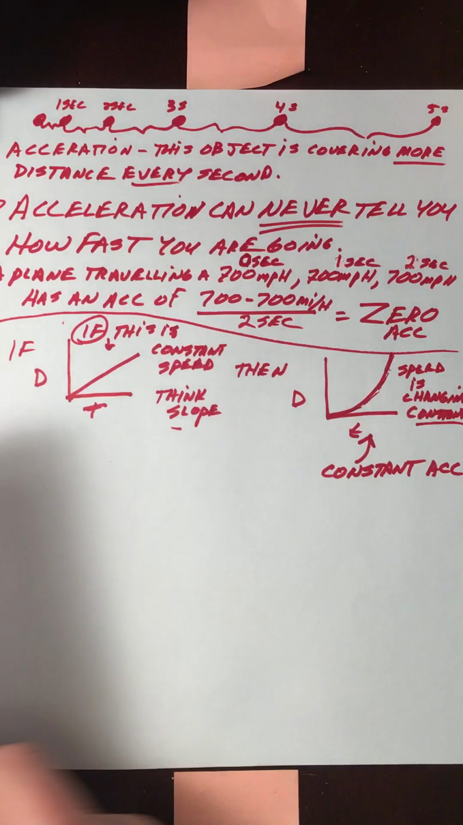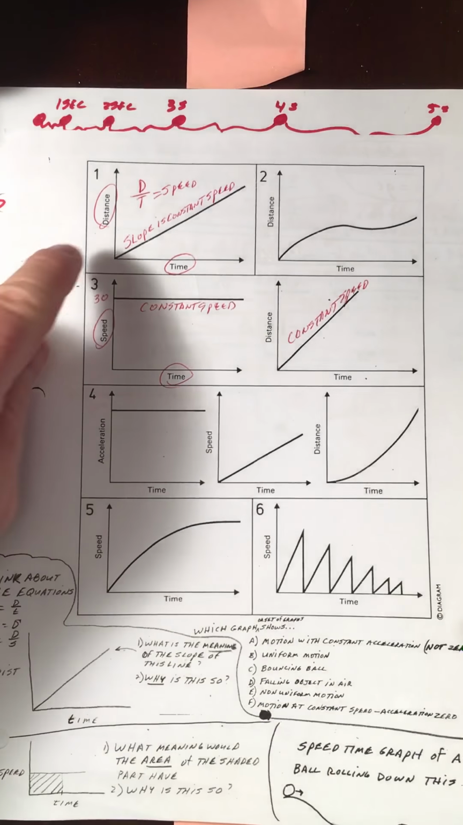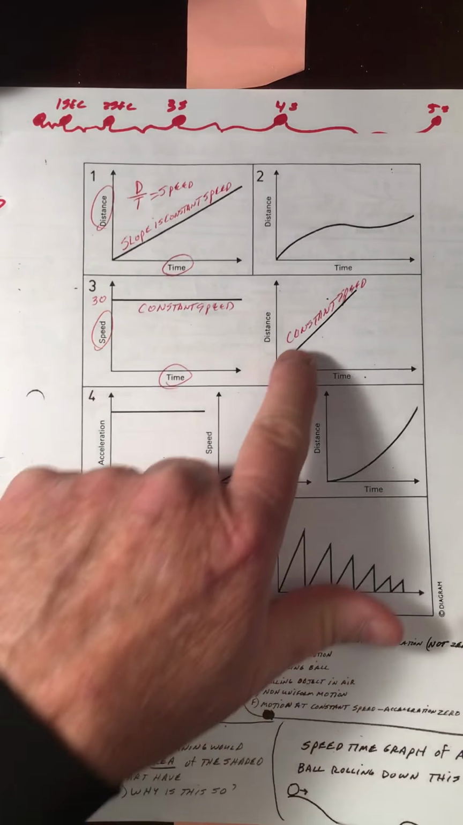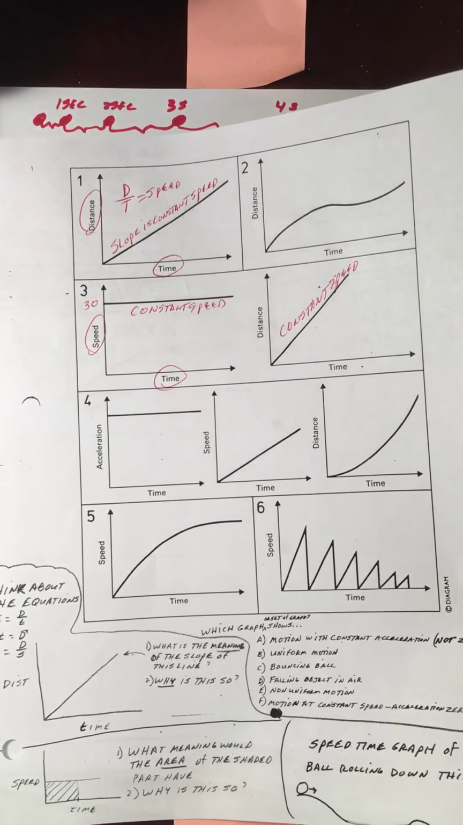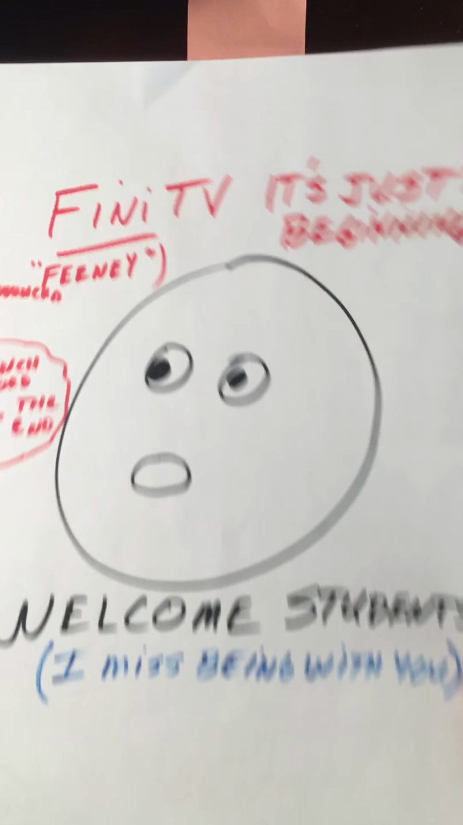I'm going to show you real quickly a graph here. That's what this page of graphs is all about. This was constant speed. What is this one? Constant speed, constant speed. This one's called constant acceleration. So think about those graphs when you're doing that. All right, that's going to be enough for the first video. I'll do free fall in the second video.